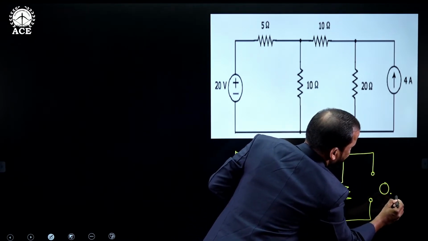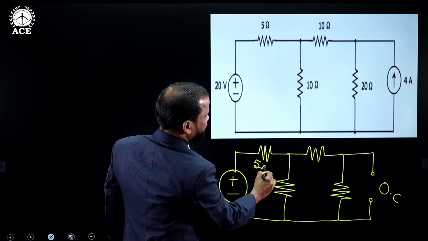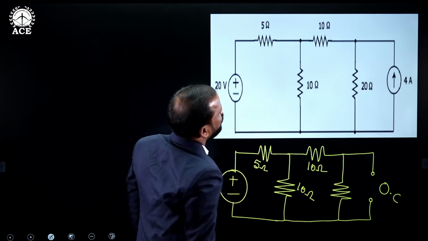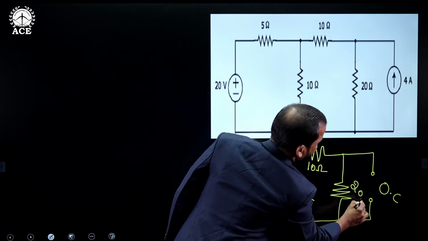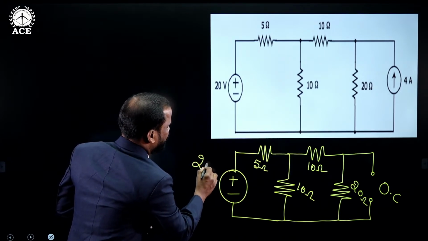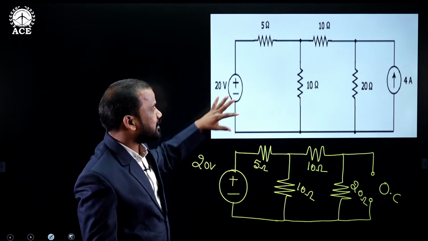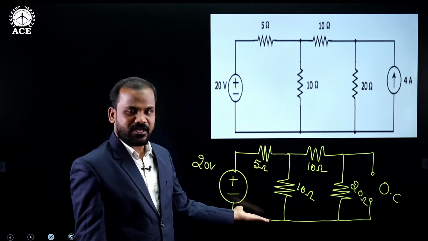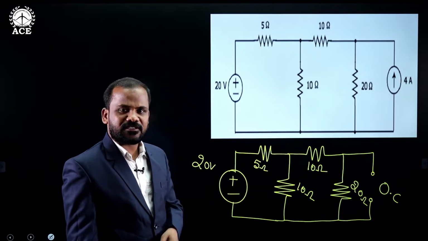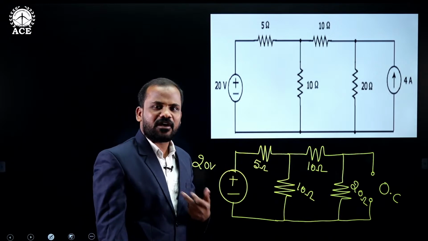O.C means open circuit. So this is 5 ohms, this is 5 ohms, this one is 10 ohms, this is again 10 ohms, and this is 20 ohms. Clear? So this 20 volt voltage source is acting alone, the current source is acting as an open circuit, and the remaining network becomes like this. Now just observe this network. It represents a simple DC circuit consisting of one voltage source and a combination of multiple resistances.